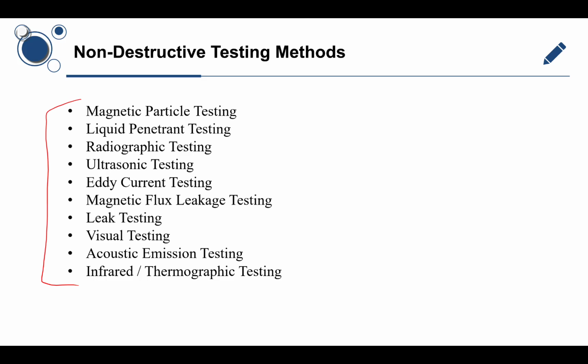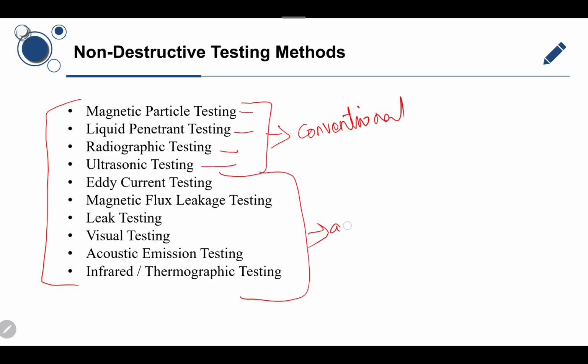While there are many NDT methods, industries commonly rely on a few key ones for most applications. These include these 10 methods: magnetic particle testing, liquid penetrant testing, radiographic testing, ultrasonic testing. These 4 are conventional methods. Eddy current testing, magnetic flux leakage testing, leak testing, visual testing, acoustic emission testing, infrared or thermography testing. These are advanced methods in NDT.